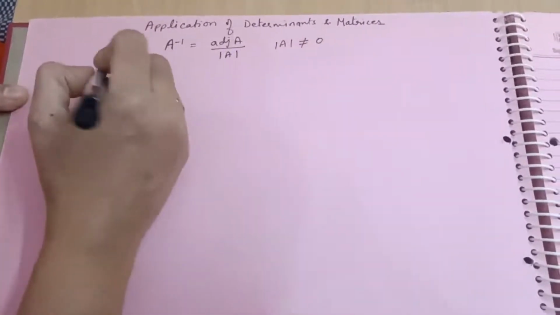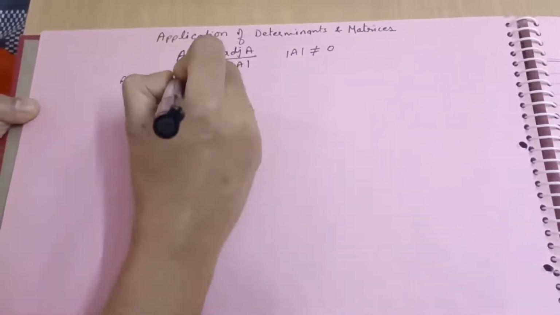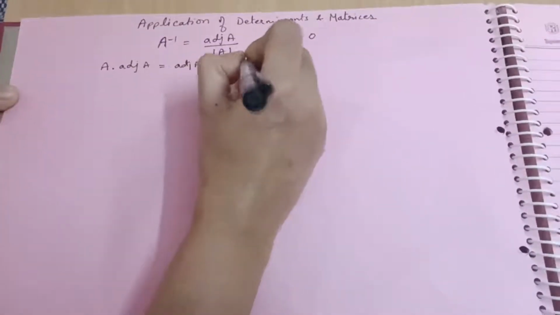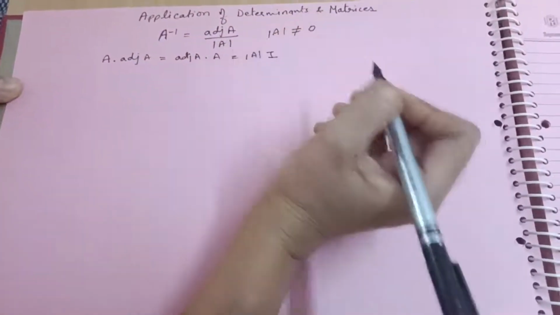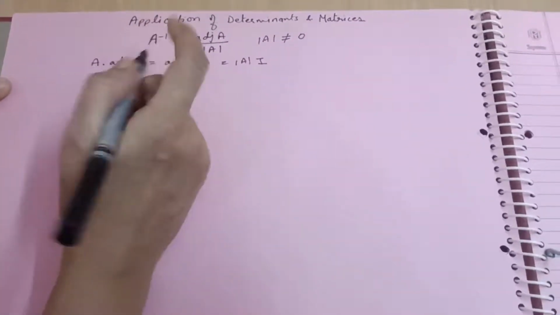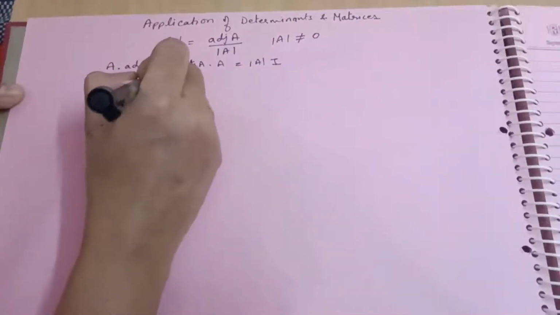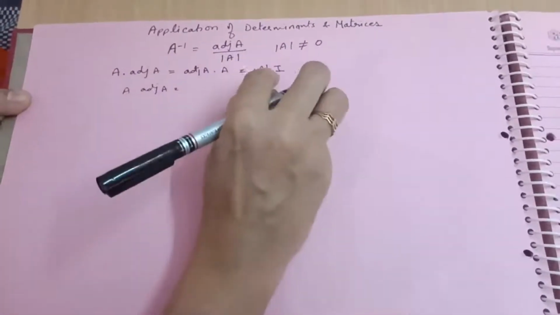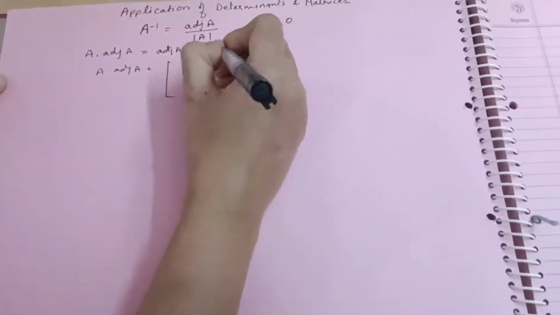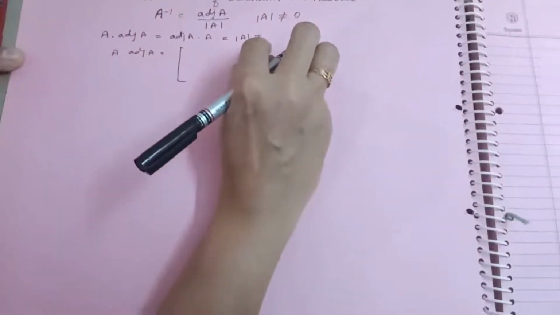Now one important property was there. I told you that A dot adjoint A is equal to adjoint A dot A is equal to determinant A times I. So many times a one mark question comes on the basis of this, so I am explaining this. A dot adjoint A is equal to determinant A times I means that it's a matrix and a constant. Determinant A is a number, and I is an identity matrix.